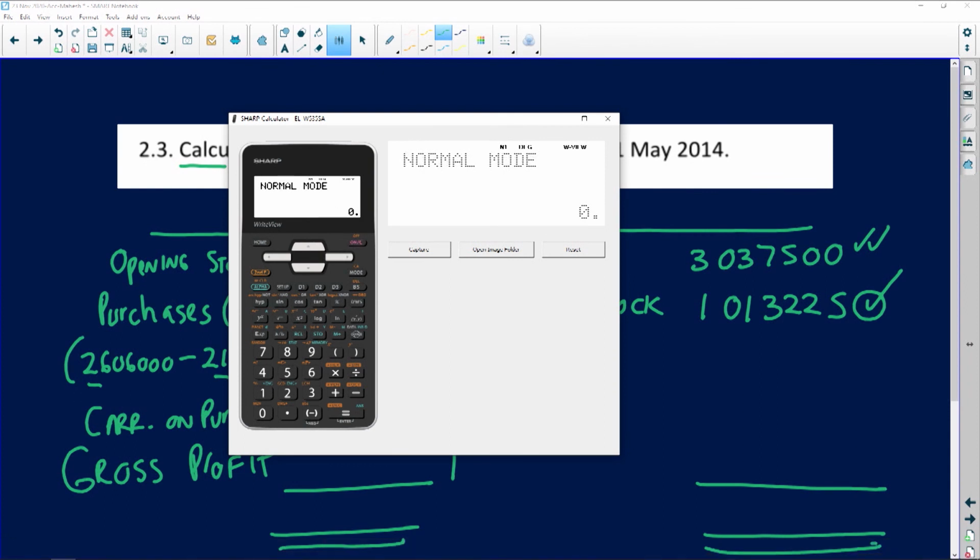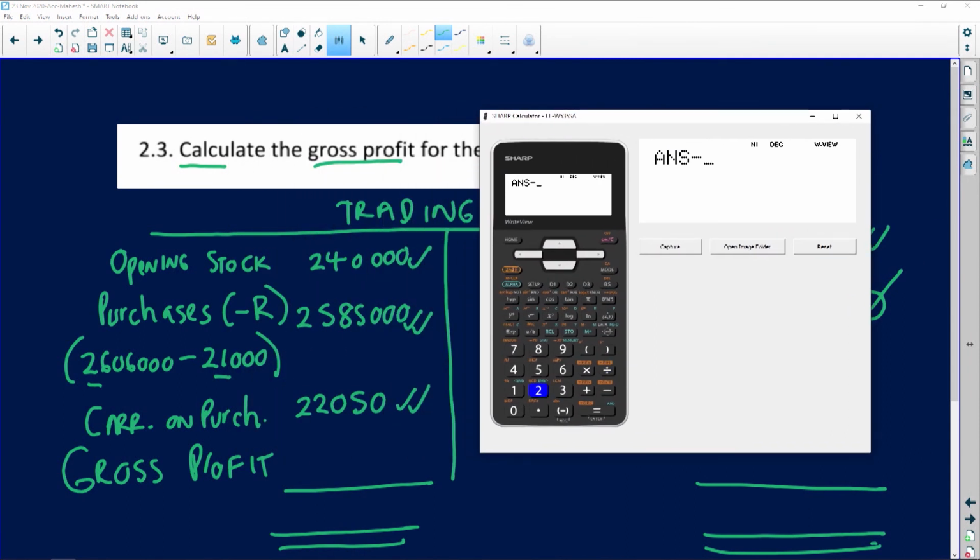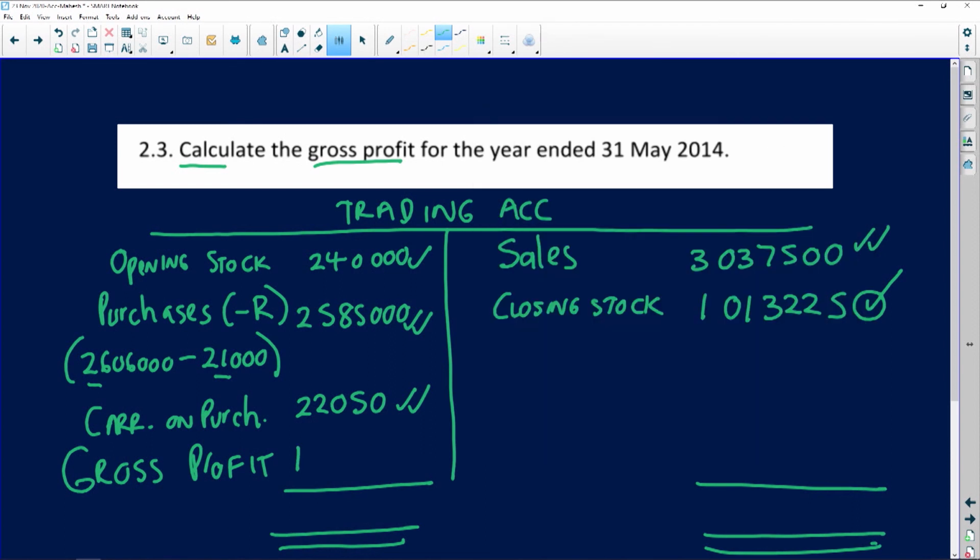Let's quickly add up on the credit side. So we've got 3,037,500. Okay, that looks right. Plus the 101,325. Okay, and that gives us a total of, okay, and then remember, we are now subtracting whatever we have on the debit side, so minus the 240,000, okay, minus the 2,585,000, and then finally minus the carriage, 22,050, and that gives us a gross profit of 1,203,675 Rand.